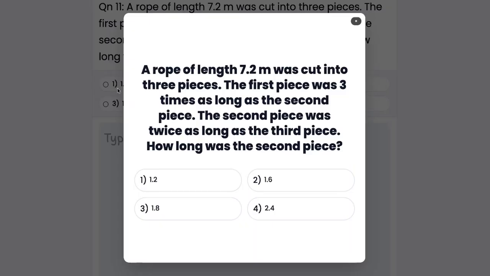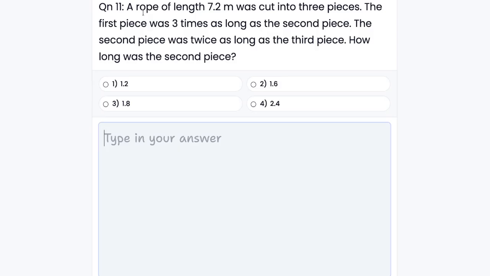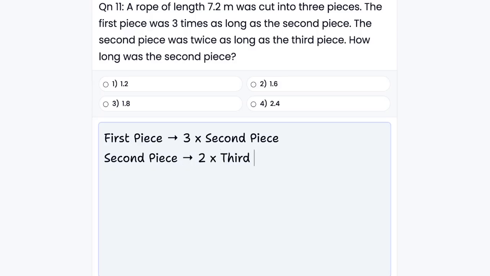Question 11. A rope of length 7.2 meters was cut into three pieces. The first piece was three times as long as the second piece. The second piece was twice as long as the third piece. How long was the second piece? All right, so we can say the first piece is three times as long as the second piece, and the second piece is two times as long as the third piece.